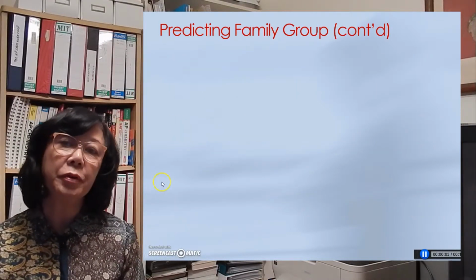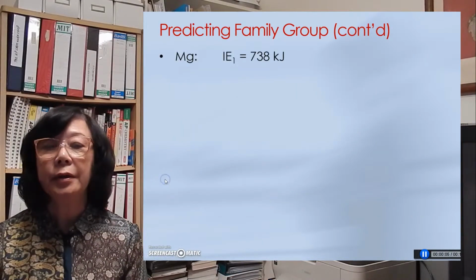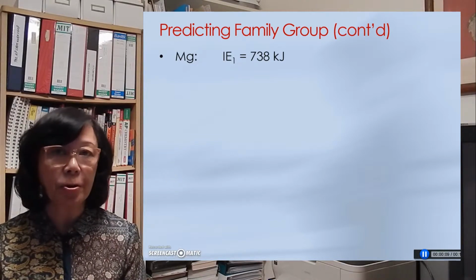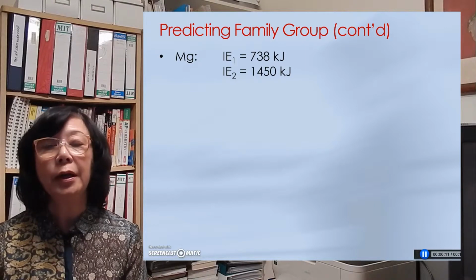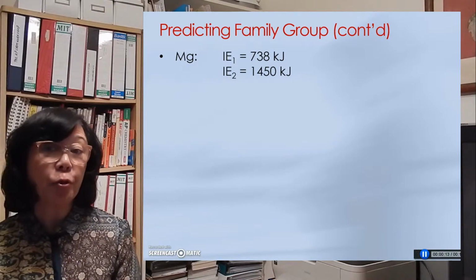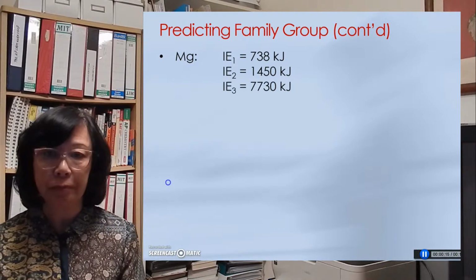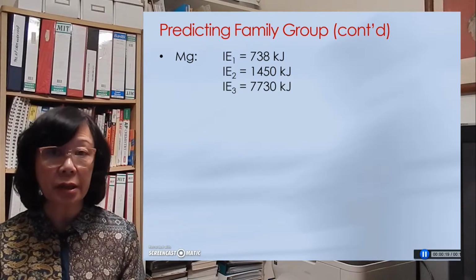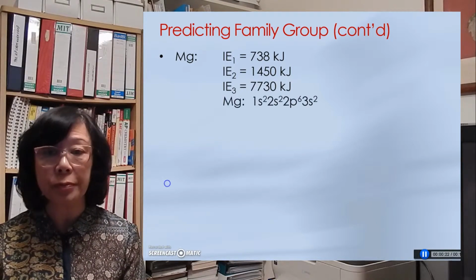Now let's continue with predicting family group. If you look at magnesium, the first ionization energy is 738 kilojoule per mole, and the second ionization energy is 1450 kilojoule, whereas the third ionization energy is 7,730 kilojoules.